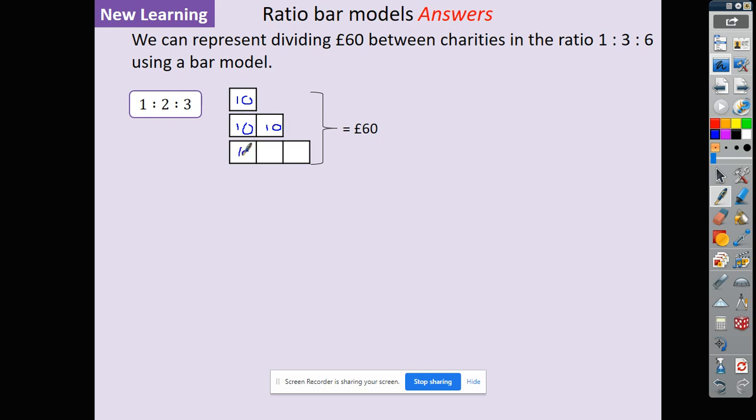So using this ratio, how much does each charity get? Well, the first one would get £10. Oh, let me just rub that out. The first one would get £10. The second one would get £20. And this third one here has got £30.